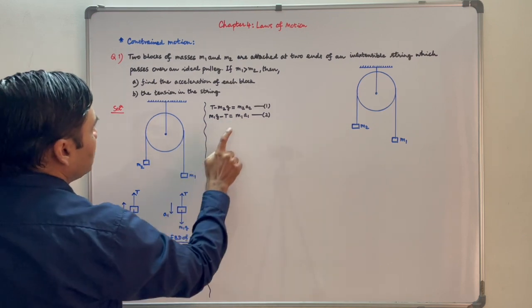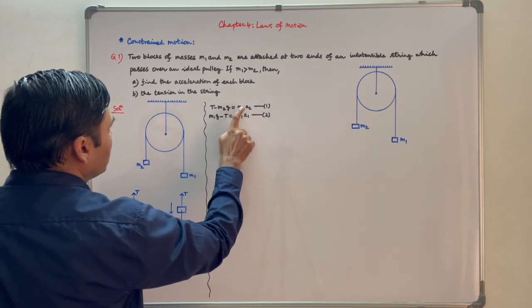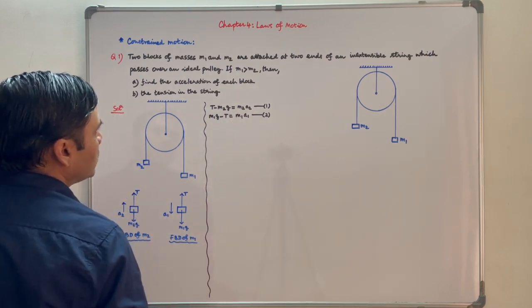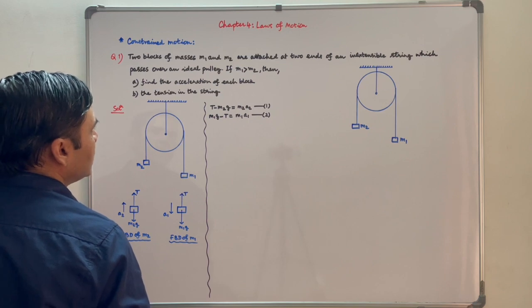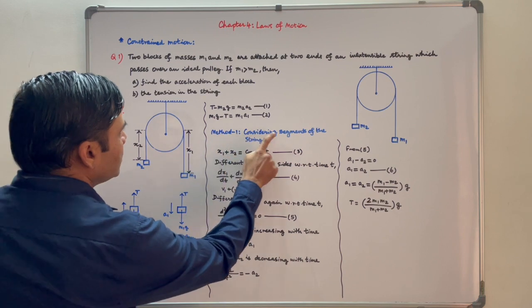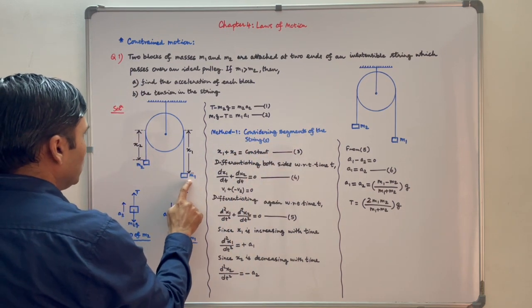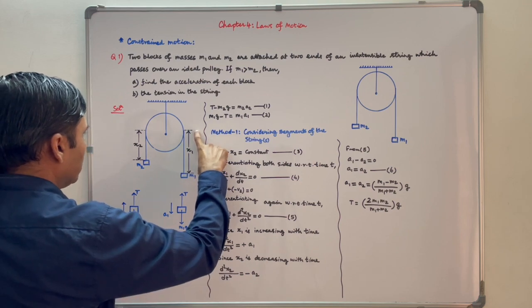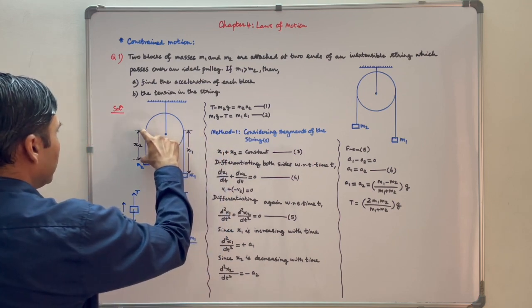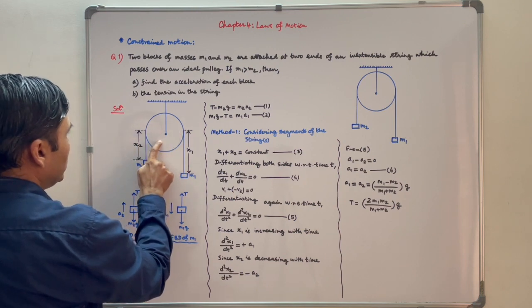Now there are three variables, a1, a2 and T, and we have got only two equations. So it is time to figure out that constraint relation, that is the relation between a1 and a2. First method, considering segments of strings. Consider at t equal to 0, the length of this segment is x1 and the length of this segment is x2, where these are the points where the string starts touching this pulley.